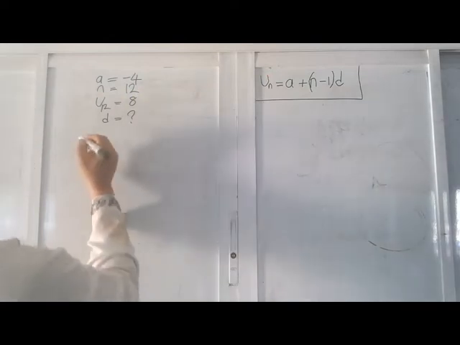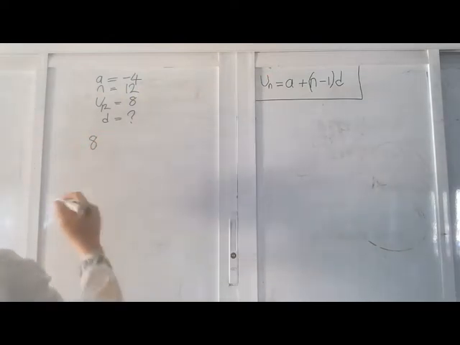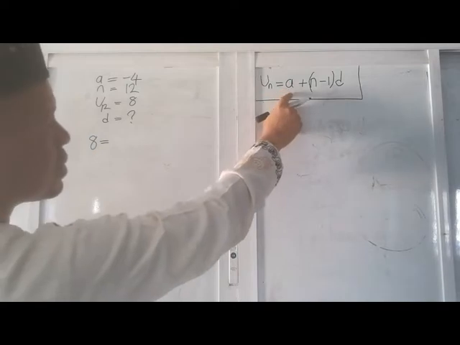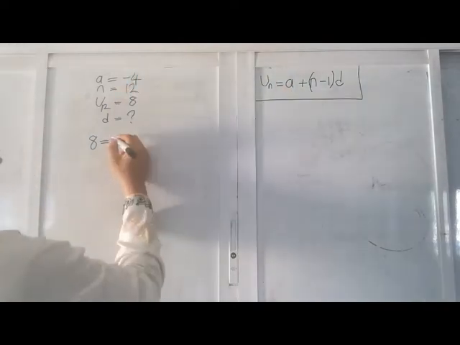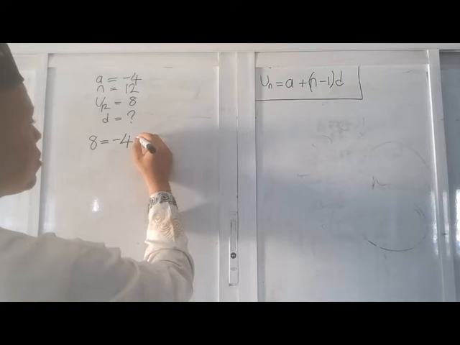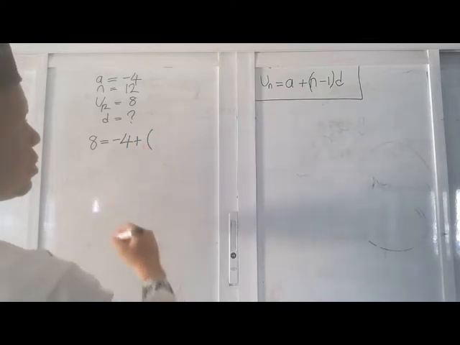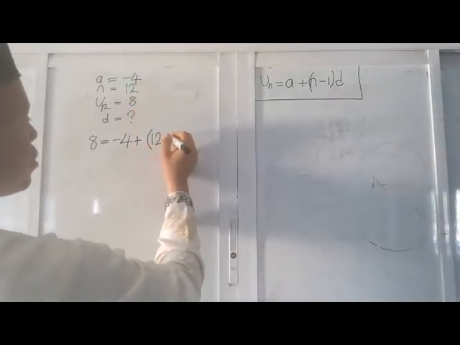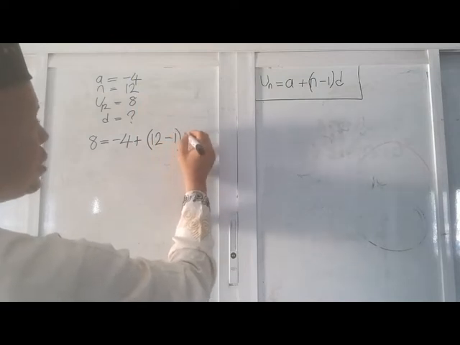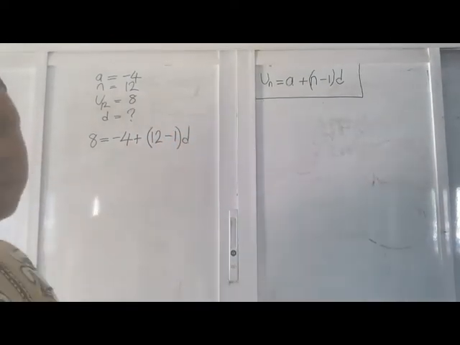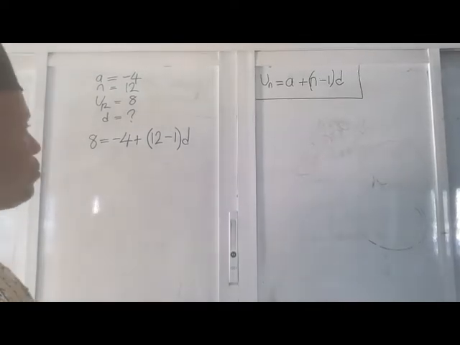So we have our 8 as the 12th term. We take our equality sign. Our first term A has been given to us as minus 4. We take our plus. We open the bracket. Our n is 12 since it is the 12th term. 12 minus 1. The d is what we don't know, which we've been asked to find.